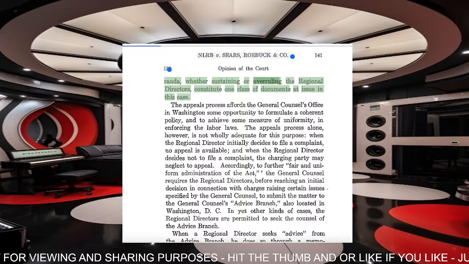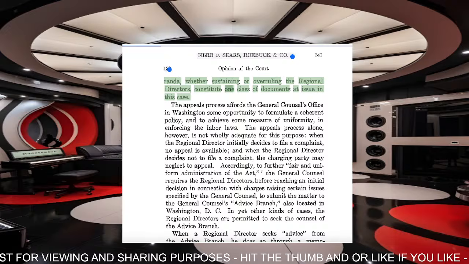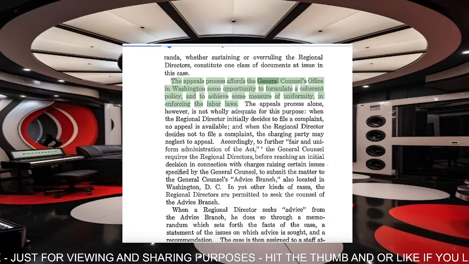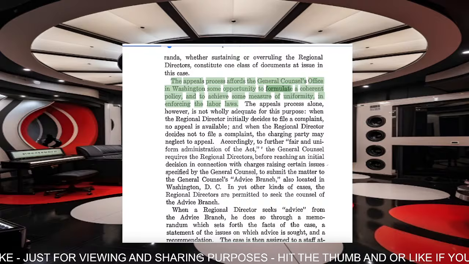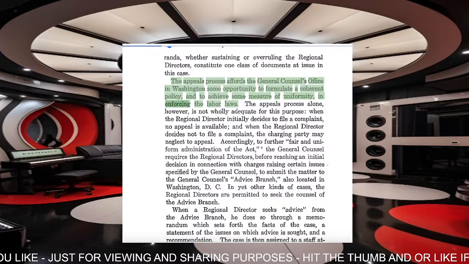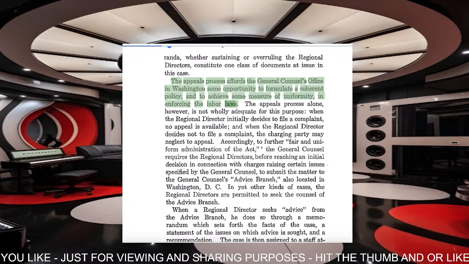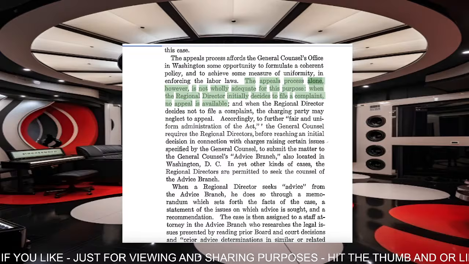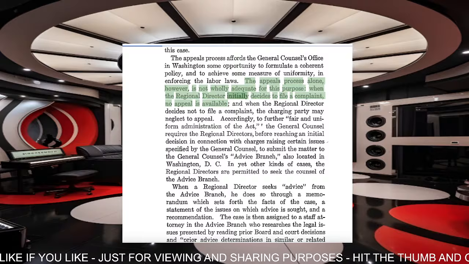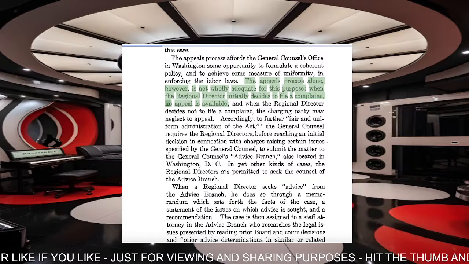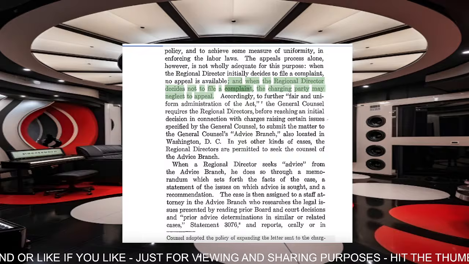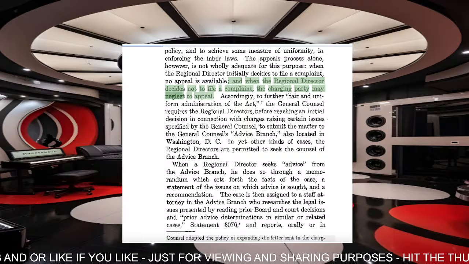The Appeals Memoranda, whether sustaining or overruling the regional directors, constitute one class of documents at issue in this case. The appeals process affords the General Counsel's office in Washington some opportunity to formulate a coherent policy and to achieve some measure of uniformity in enforcing the labor laws. The appeals process alone, however, is not wholly adequate for this purpose. When the regional director initially decides to file a complaint, no appeal is available. And when the regional director decides not to file a complaint, the charging party may neglect to appeal.